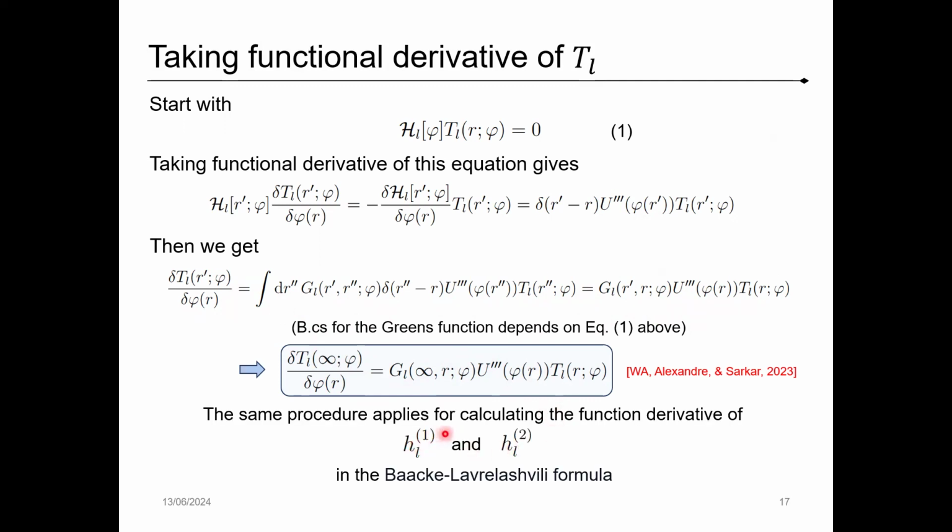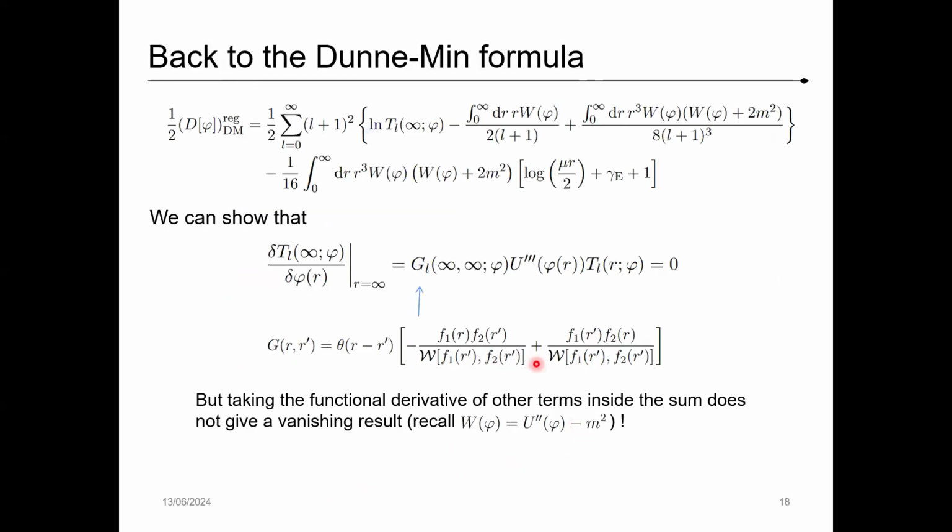The same procedure can be applied for calculating the functional derivative of HL1, HL2, and again you have to calculate a bunch of Green's functions. Now, let us go back to the Dunne-Min formula. So what's wrong with this formula? You can see that if you take the functional determinant of TL, as I said, and you just look at r to infinity, just look at one point.